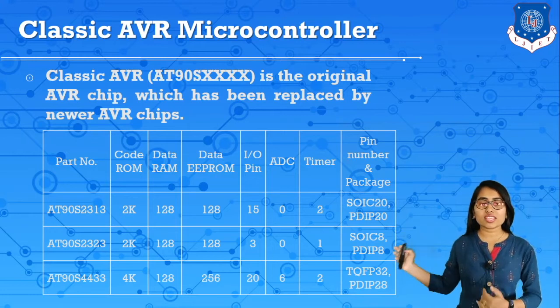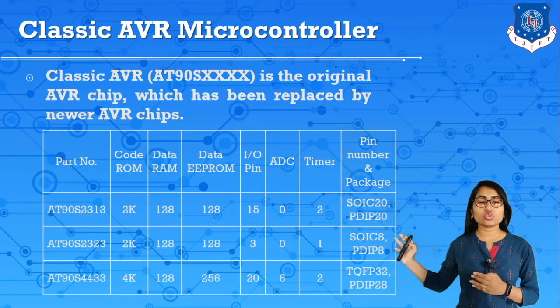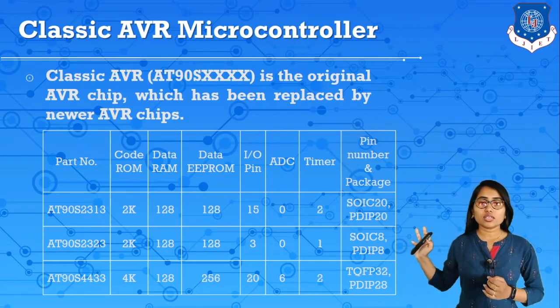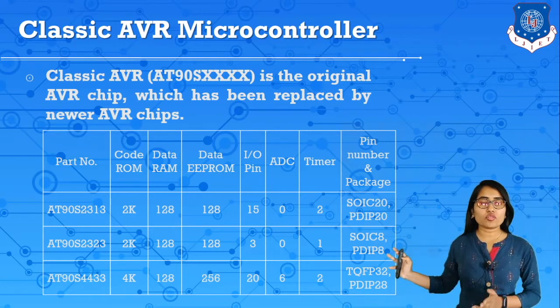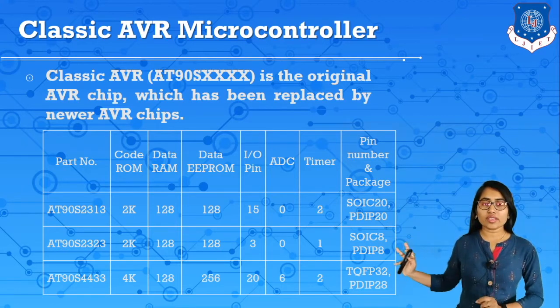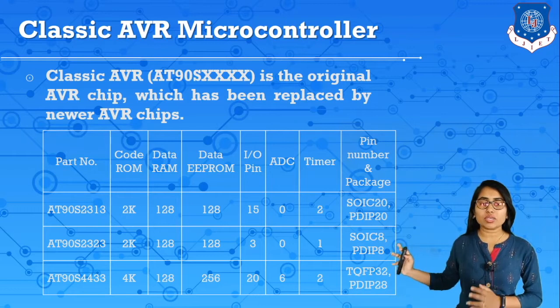Okay, then next, AT90S2323. This AVR IC has a code ROM of 2 KB, a RAM of 128 bytes, data EEPROM of 128 bytes, a total of 3 input output pins, no ADC, one timer, and it is available in a SOIC 8 or a PDIP 8 pack.